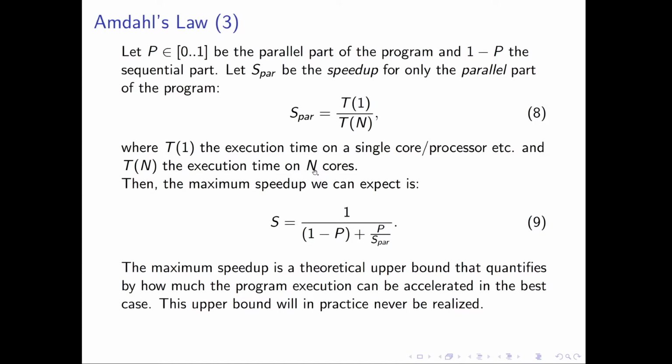The maximum speedup for the whole program is just 1 over (1 minus P plus P over the speedup of the parallel part of the program). And this is just Amdahl's law. The equation gives us a theoretical upper bound that allows us to quantify how much the program execution can be accelerated in the best case. As this is a theoretical upper bound, it is something that our program in practice will never achieve.